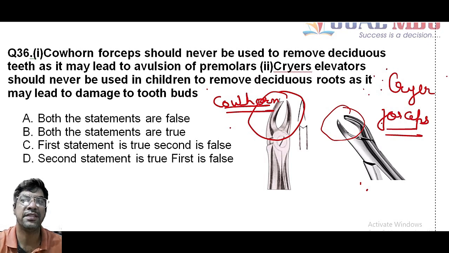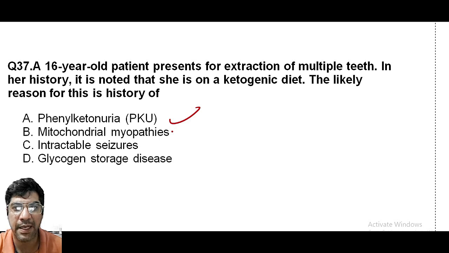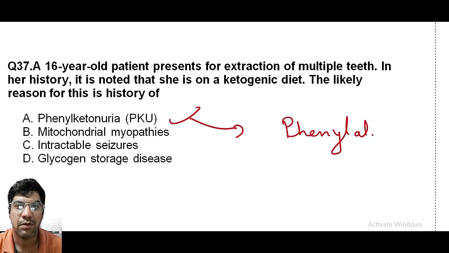A 16-year-old patient presents for extraction of multiple teeth. In her history, it is noted that she is on a ketogenic diet. So the most common reason is phenylketonuria. Phenylketonuria is a defect in the metabolism of an amino acid. Which amino acid? Remember that phenylalanine. So a patient with phenylketonuria should have a diet low in food that contains phenylalanine.